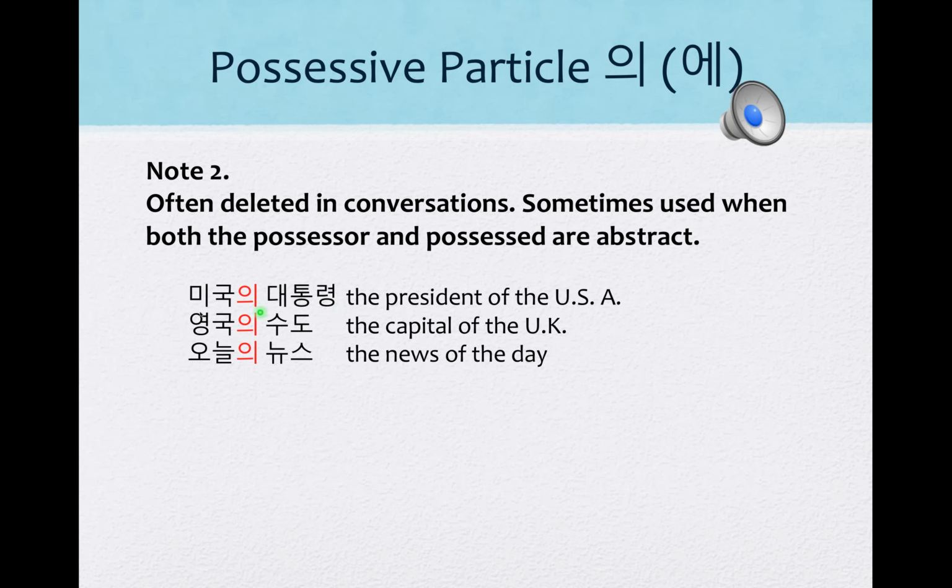미국의 대통령. Did you notice that I didn't say 미국의 대통령? I almost have to pause to say it correctly if I want to enunciate. But almost nobody pronounces something like this as a 미국의 대통령. And people will think, oh, she's trying too hard or she comes from some dialectal area or something. 미국의 대통령. That sounds more natural. 영국의 수도, the capital of the UK, which is London. 오늘의 뉴스, the news of the day.